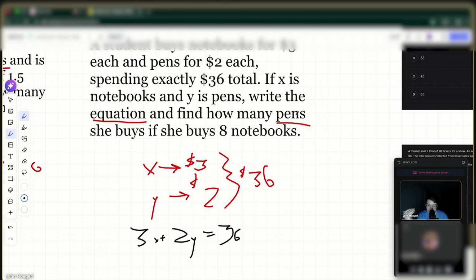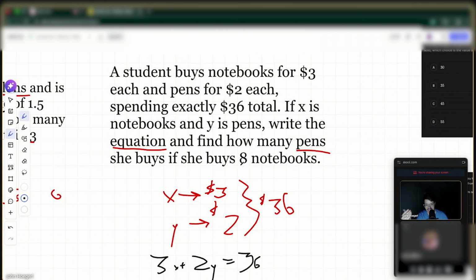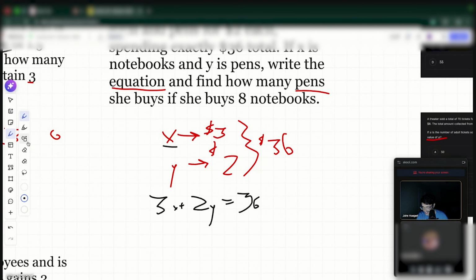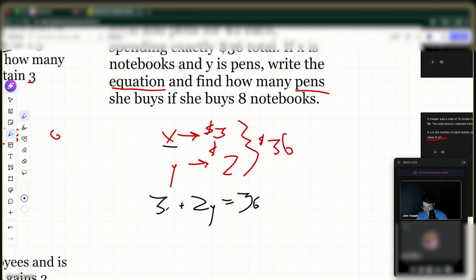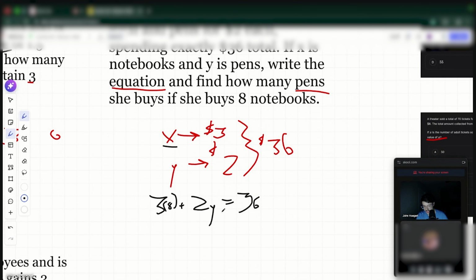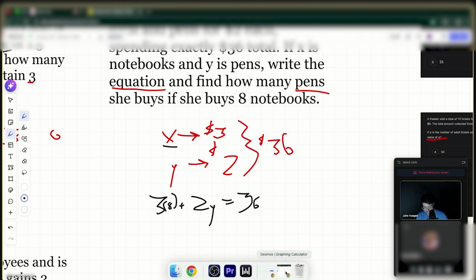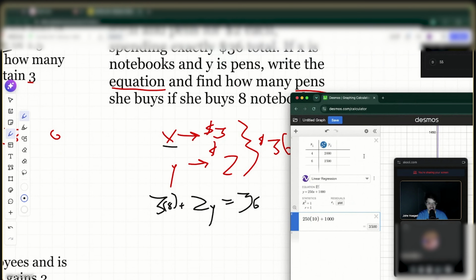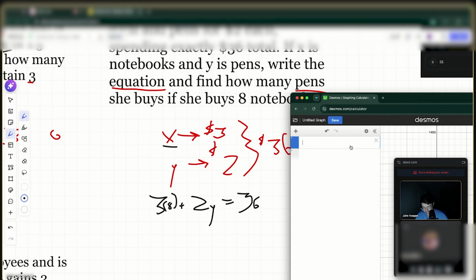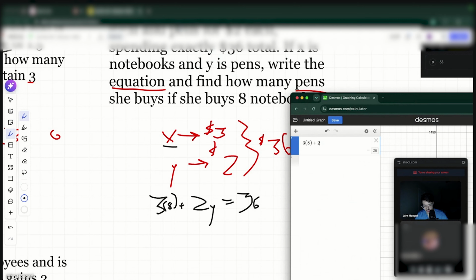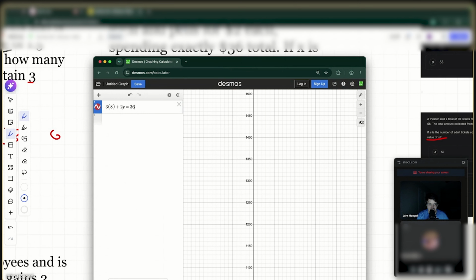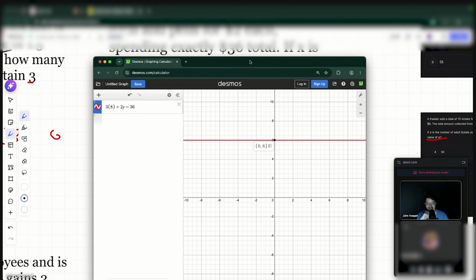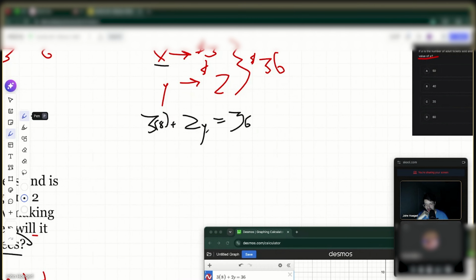It's finding here how many pens if she buys 8 different notebooks. The notebooks are represented by the x, so it has to be 3 times x, or 3 times 8. So it would be 3 times 8 plus 2y is equal to 36. So pretty simple Desmos stuff yet again. All I would have to do at this point is go into Desmos and write this exact thing: 3 times 8 plus 2 times y is equal to 36. And we just see here where it intersects. So y is 6. In this situation, we would just know that y would have to be 6. She must have bought 6 pens.